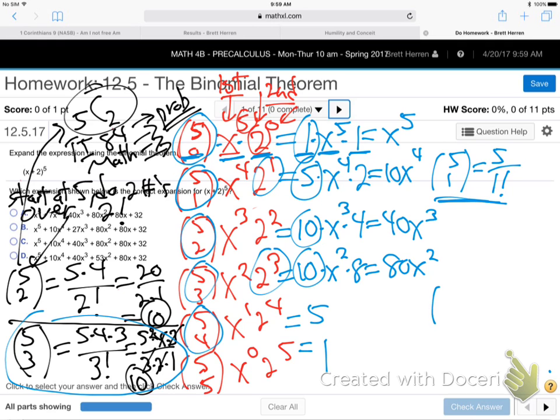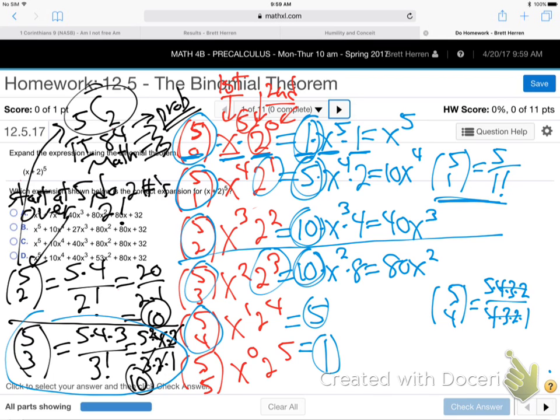Now, you can do it if you want. 5 choose 4. I'll show you. It really is 5. You start at 5, do 4 numbers, right? 5, 4, 3, 2 over 4 factorial, 4, 3, 2, 1. See what happens? 4, 3, 2 cancels. 5 over 1, 5. Or you could use your calculator. But once you've gone halfway, the terms just repeat the descending pattern. So you can save time. 1, 5, 10, 10, 5, 1.